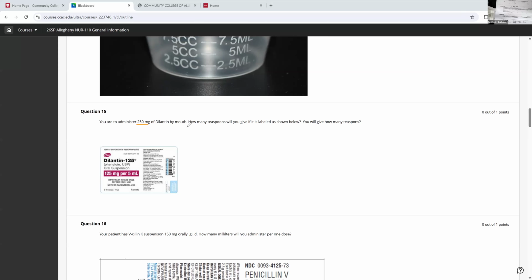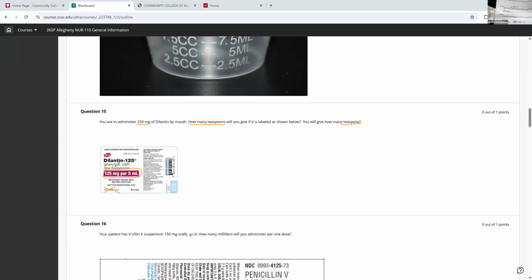Pay attention. This is also a commonly missed question because it's asking you how many teaspoons will you give. When we're looking at a label like this, it's helpful to know the strength of the medication, or what's available, is usually highlighted for you. It's usually nice and big and bold. You don't need to worry about how much the whole bottle is. You don't need to worry about the 125 by itself. You need to pay attention to the whole thing.